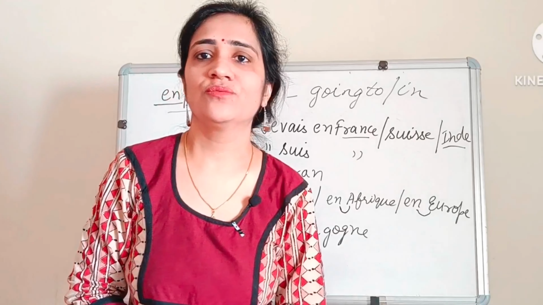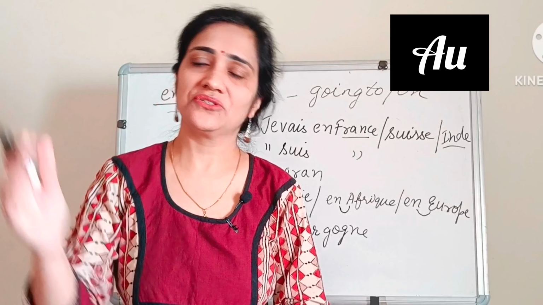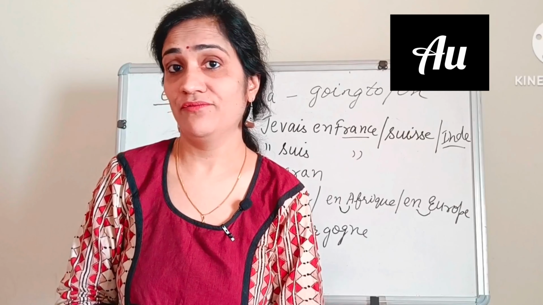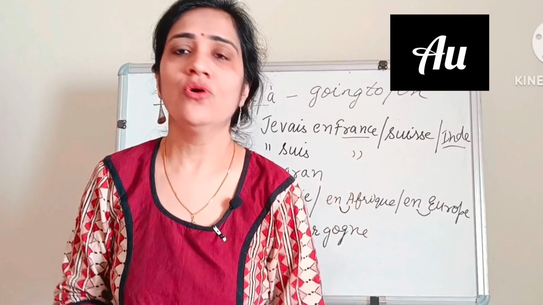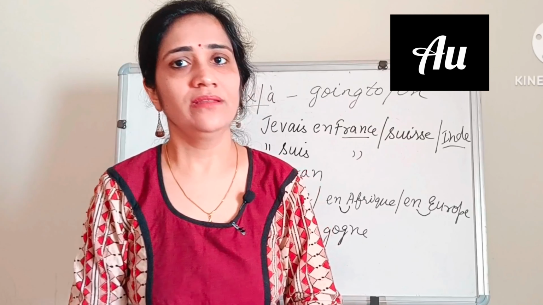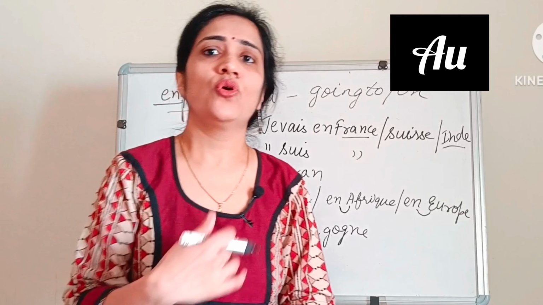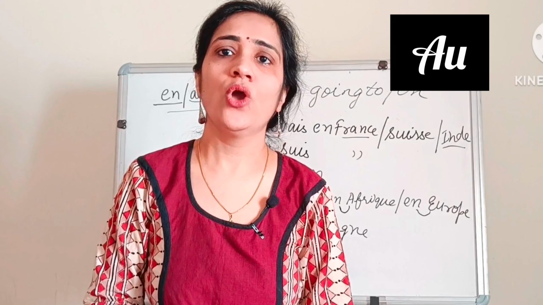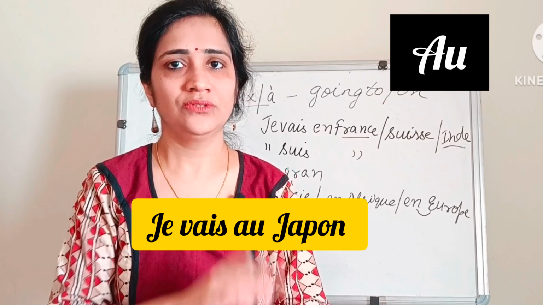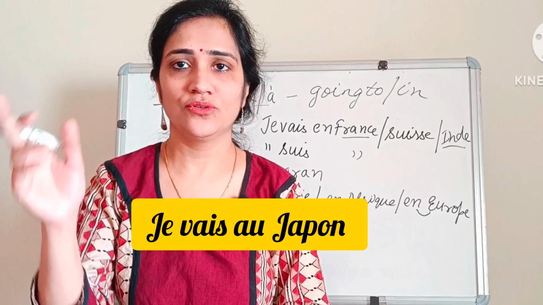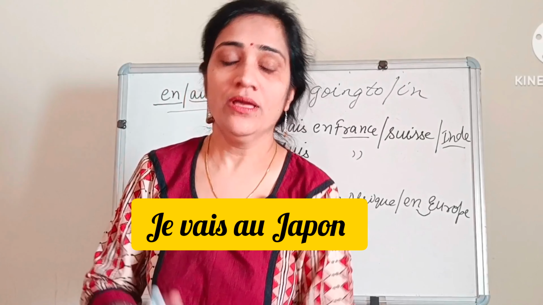O must be used with the masculine gender countries, all the countries which are masculine in form, referring to going to or in. Suppose Japan, Japon, it's a masculine gender country. Suppose if you have to say I'm going to Japan, je vais au Japon. So with the Japon we are using o.